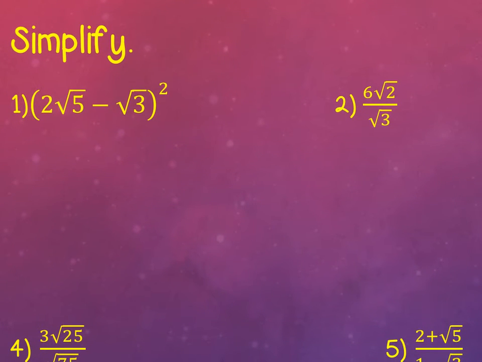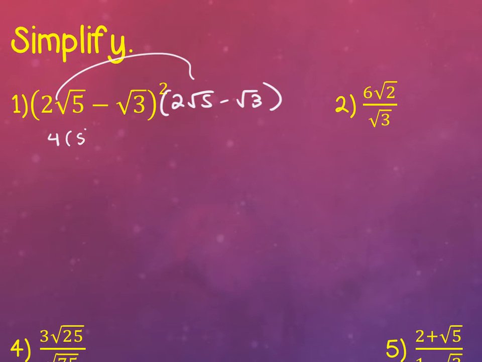You can't just distribute the exponent, you've got to expand and FOIL this. So it looks like this. I'm going to multiply the first two terms together, which is 2 times 2, that's 4. Square root 5 times square root 5, that's 5. Then there's a minus next, so minus 2 times 1 would just be 2, square root 5 times square root 3 would be square root 15. Another minus, because it's 2 times 1, which is 2, root 3 times root 5, which is root 15.